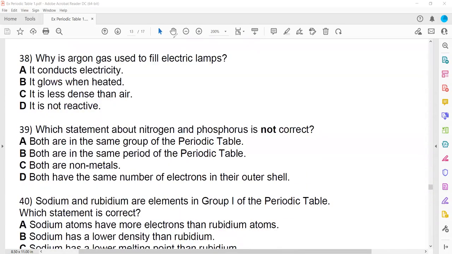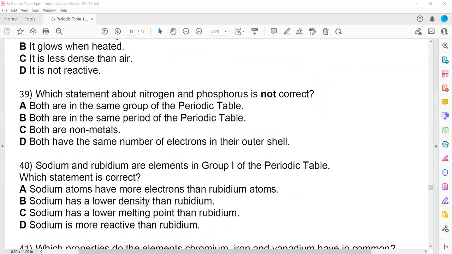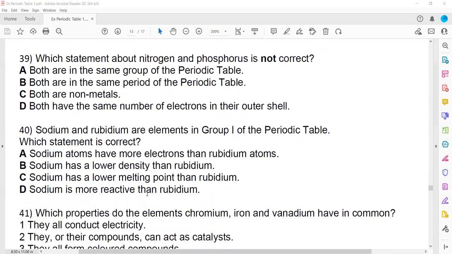Why is argon used in electric lamps or filament lamps or bulbs? For example, if this is a tungsten filament, why is there argon present? Why do we use argon? Because argon is not reactive. It does not react. So this filament will last for a longer period of time. If it was filled with air, air contains oxygen, and oxygen is an active component in air, which might react with tungsten and reduce the strength of the tungsten.